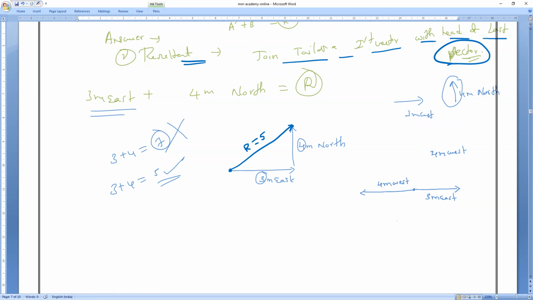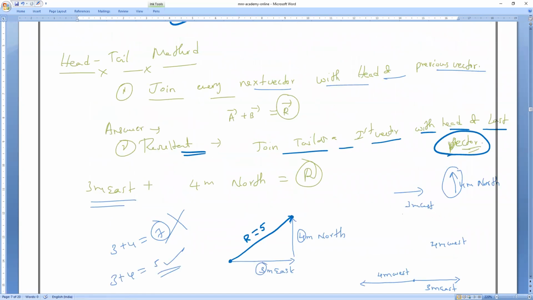But first, the point we have written: join every next vector with the head of the previous vector. So we have to join from here. It goes from the head of the previous vector, then it goes like this. Then the resultant vector is how much? This is 3 meters and this is 4 meters. The resultant vector will be how much?